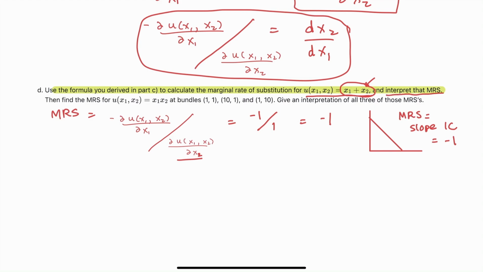The interpretation of the MRS is that anywhere along this line, here, here, here, we'd be willing to give up 1 of x1 to get 1 of x2. Right? We give up 1 of x1 to get 1 of x2. That's the marginal rate of substitution.